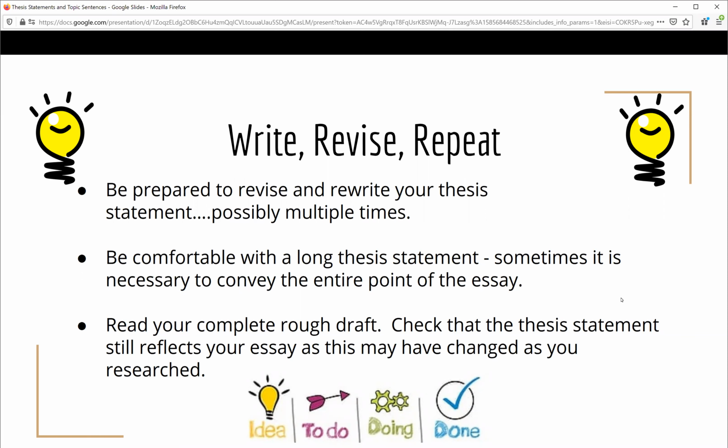Remember, you are always welcome to reach out to the tutors at the Writing Center. We are happy to review your statement to be sure that it is clear, that it addresses your assignment's purpose, and that it is supported by the evidence in your paper. So let's try this together.